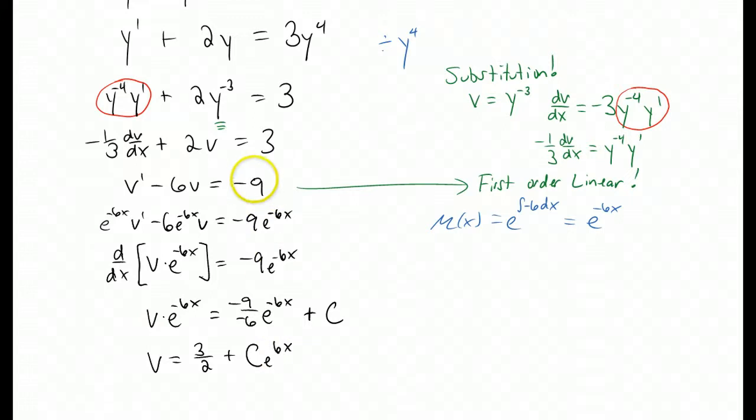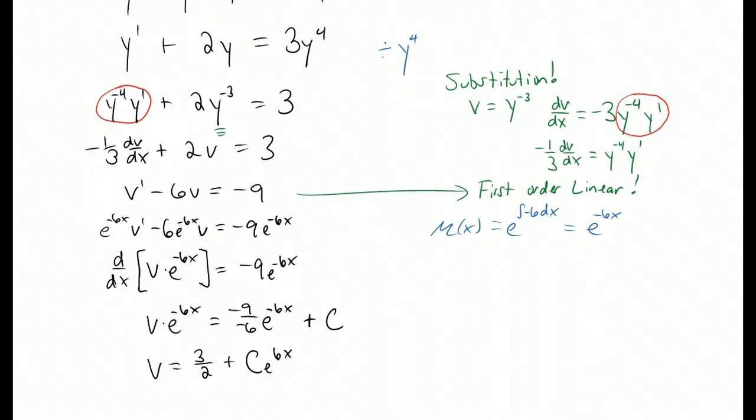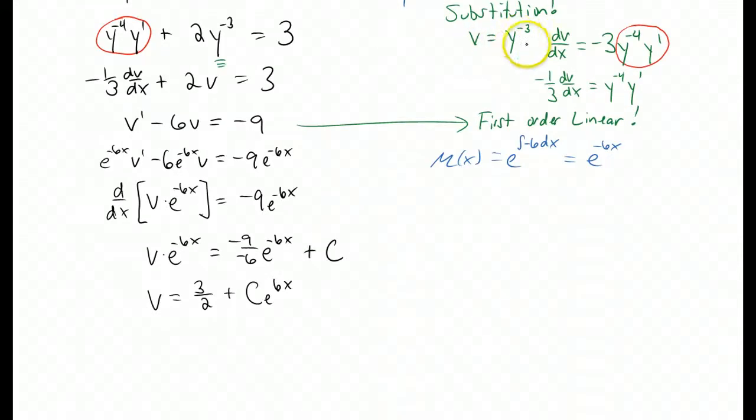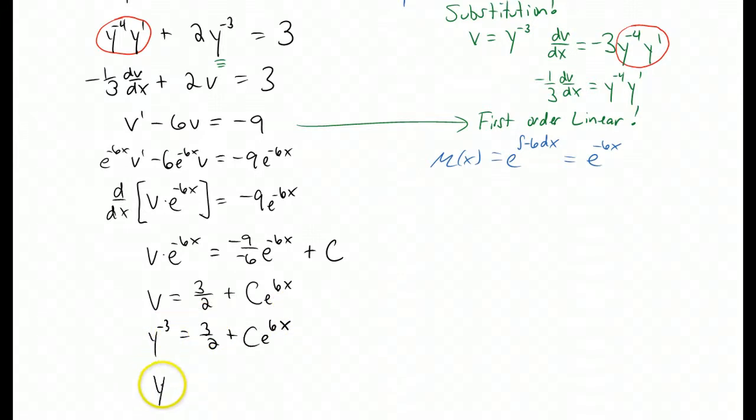Okay, if this problem started off as a first-order linear differential equation, we would be finished at this point. However, it started off as a Bernoulli equation, and the dependent variable we're trying to solve for is y. We found v. We need to substitute back in for what v is. V is y to the negative third power. Now all we have to do to solve for y is raise both sides of the equation to the negative 1/3 power.